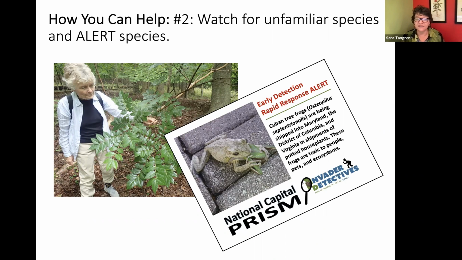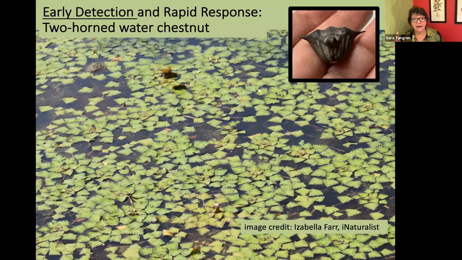So Amur cork trees. Another one that's very interesting that's going on right now is Cuban tree frogs. Topic for another day. And water chestnut. There's this very strange species that's taking over ponds. There's a good chance that it's going to escape and get into the Potomac and the Bay. And it's bad. It's really, really bad.